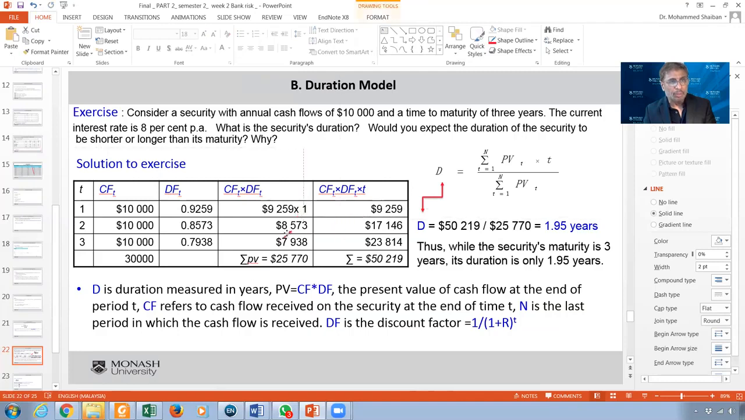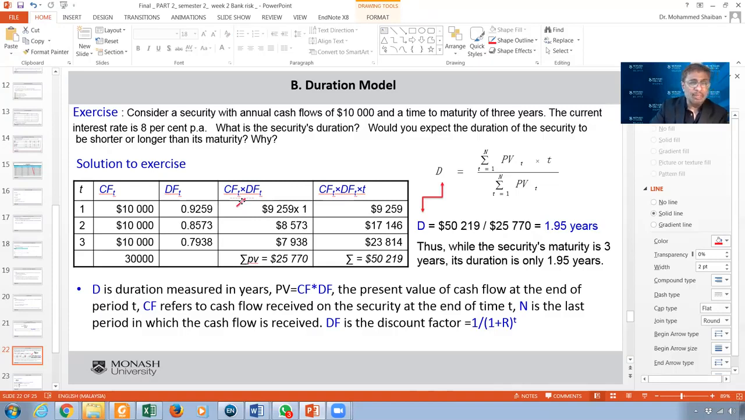So 9.2, this is times 2, 70,000. This is times 3, which is 23,000. So you will make here times 2. For example, if you want to know, this is just times 2 times 3, and you add them up and you divide this by this. So you divide the sum of those cash flows times the discount factor times T, by the cash flow divided by the discount factor.